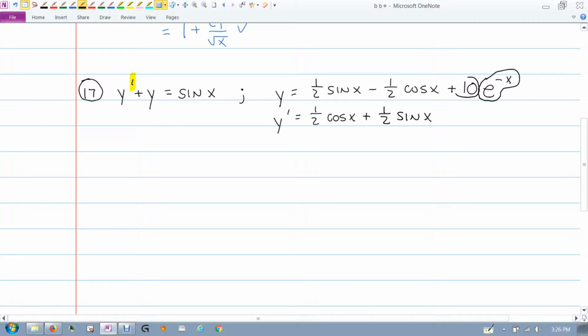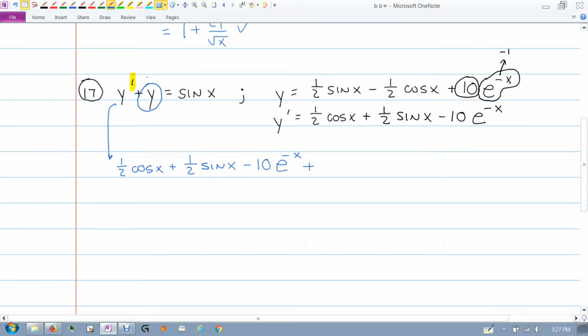The 10 comes for the ride, but then we're going to get a negative 1 to pop out whenever we take the chain rule, so we should get a negative 10 e to the negative x there when we take its derivative. And then let's check it. So here y prime is 1/2 cosine x plus 1/2 sine x, and then minus 10 e to the negative x.